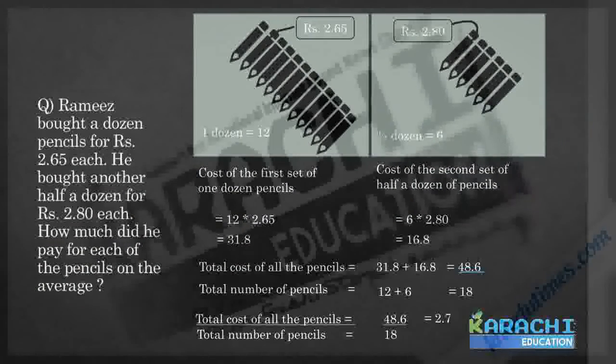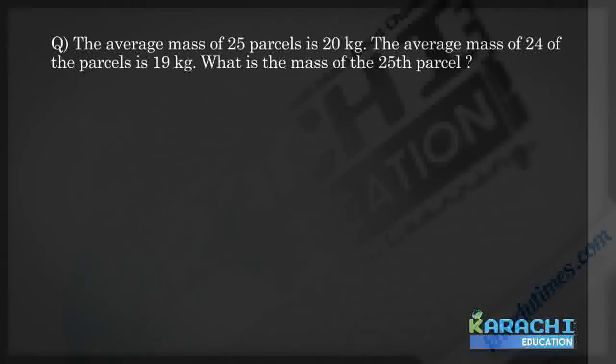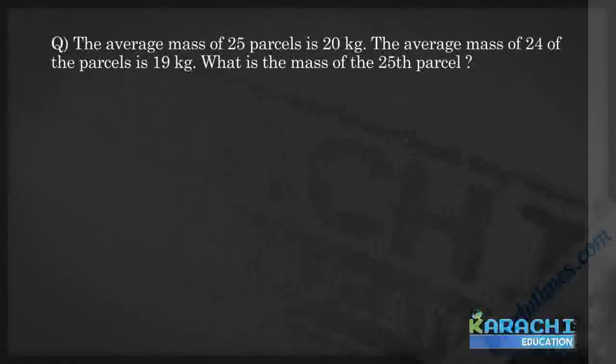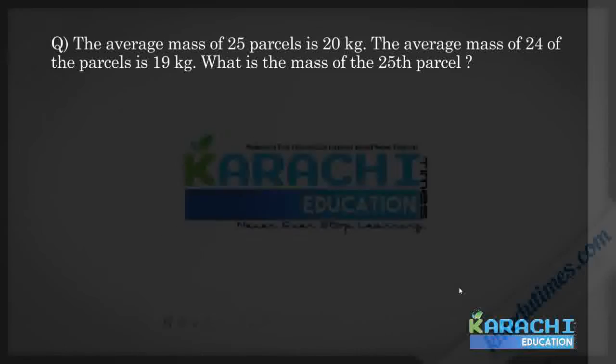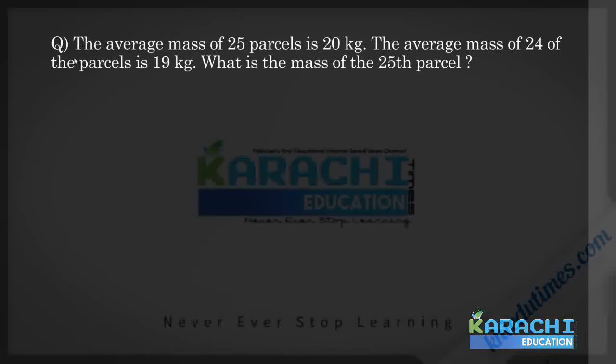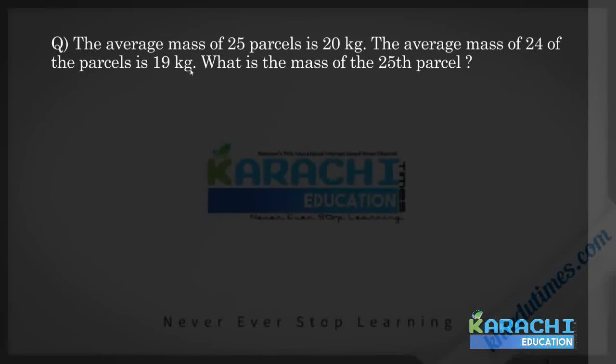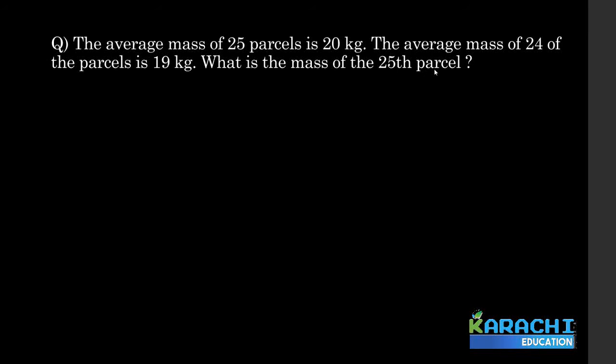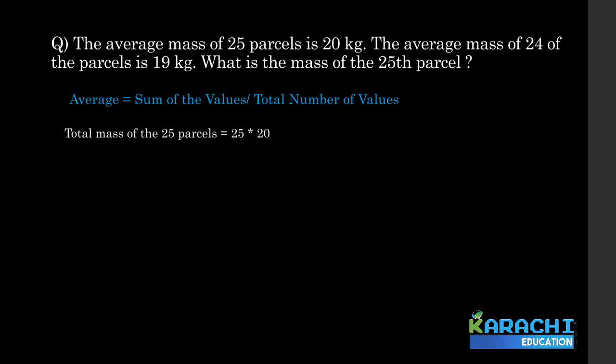Let's look at another question. The average mass of 25 parcels is 20 kg. The average mass of 24 of the parcels is 19 kgs. What is the mass of the 25th parcel? एवरेज का फॉर्मूला हमारे पास है सम ऑफ द वैल्यूज डिवाइडेड बाय टोटल नंबर ऑफ वैल्यूज. हम इसी डाटा को यहाँ पे लिख लेते हैं कि टोटल मास ऑफ द 25 पार्सल्स इज गोइंग टू बी 25 मल्टीप्लाई बाय 20 kgs.